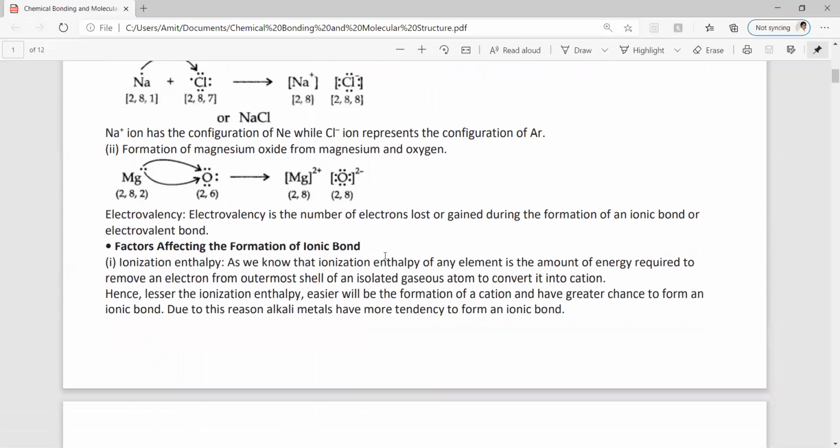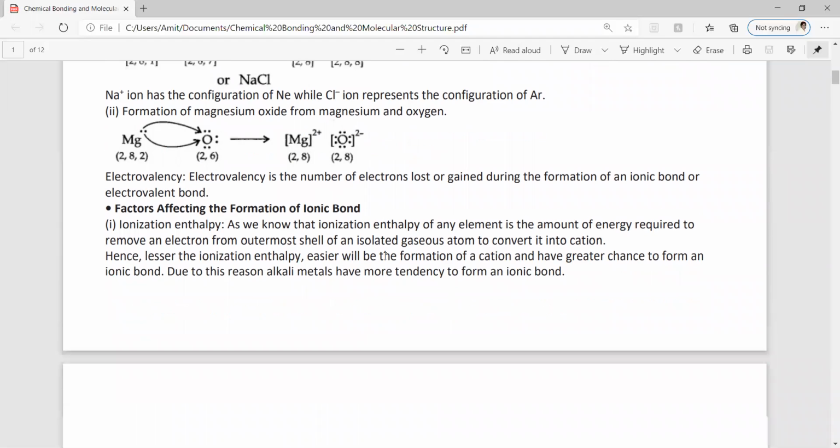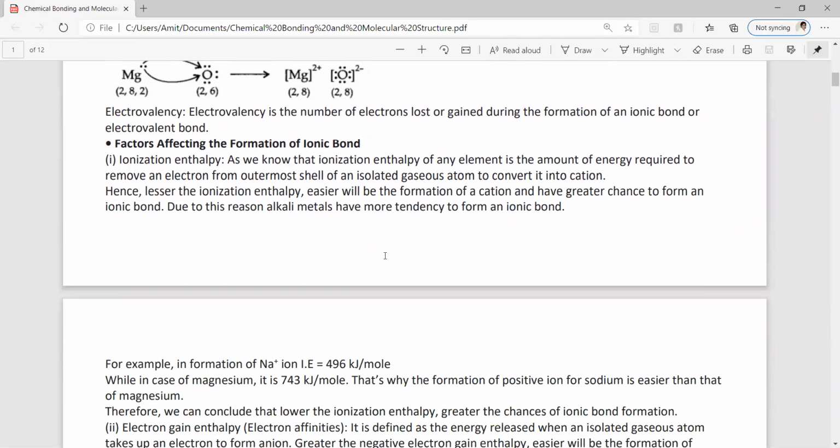Okay. Now let's see what are the factors that affect the formation of ionic bond. Ionization enthalpy. As we know, the ionization enthalpy of any element is the amount of energy required to remove an electron from the outermost shell of an isolated gaseous atom to convert it into a cation. Hence, lesser the ionization enthalpy, easier will be the formation of a cation and greater chance to form an ionic bond. Due to this reason, alkali metals have more tendency to form an ionic bond.